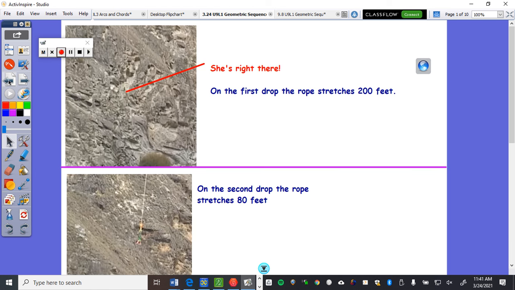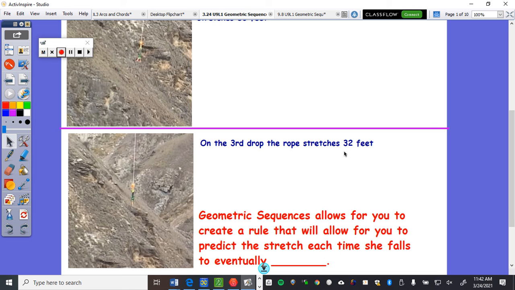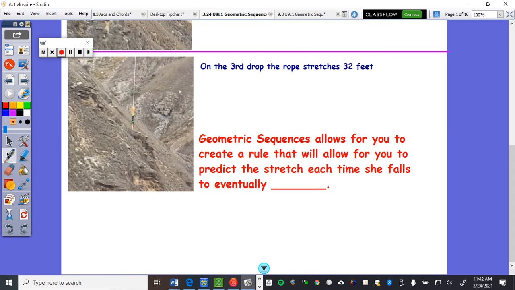All right, so in the geometric sequences, after we did that video, on the first drop, her rope stretches approximately 200 feet. And then as she goes back up and comes back down, it stretches another 80 feet. And then on the third drop, it stretches 32 feet, to ultimately have a stretch of nothing. So this allows you to create a rule to predict what the stretch or value would be depending on how many times it bounces.